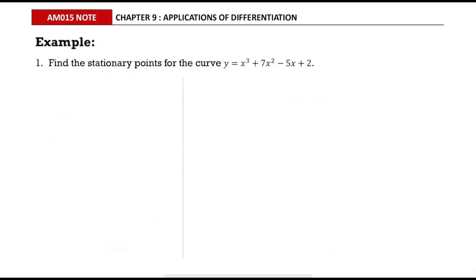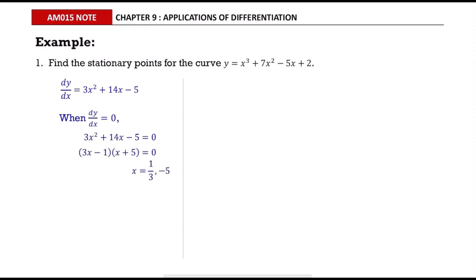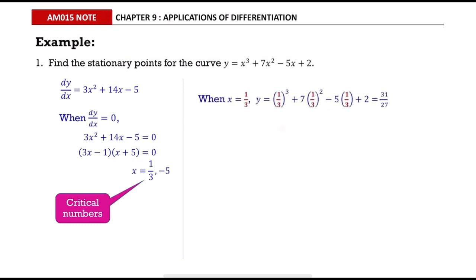In this question, we want to find the stationary points. So find dy/dx first. Since a stationary point is a point where dy/dx equals 0, substitute with the dy/dx just now. Factorize it, then solve for x. These values of x are also called critical numbers. Then find the value of y for each value of x. And then state the answer.